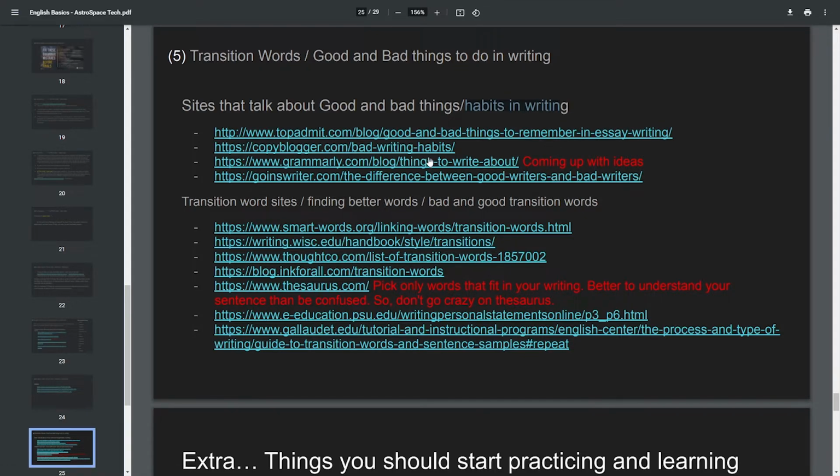So this one's about coming up with ideas. Transition words or finding better words, bad and good transition words. Just look at these sites. The one note I have here for the thesaurus is try not picking words that don't fit or you may not know for sure. You should be able to understand that the word that you choose fits. But you can always check the sites for yourself.